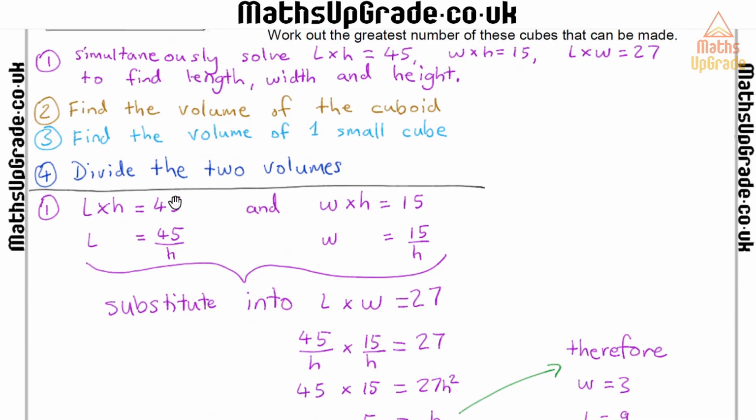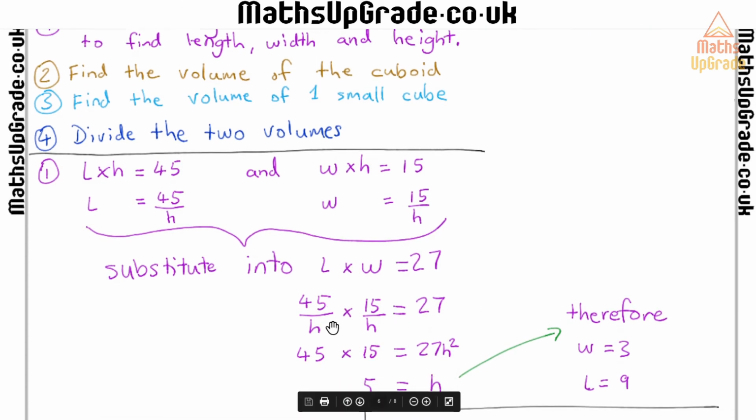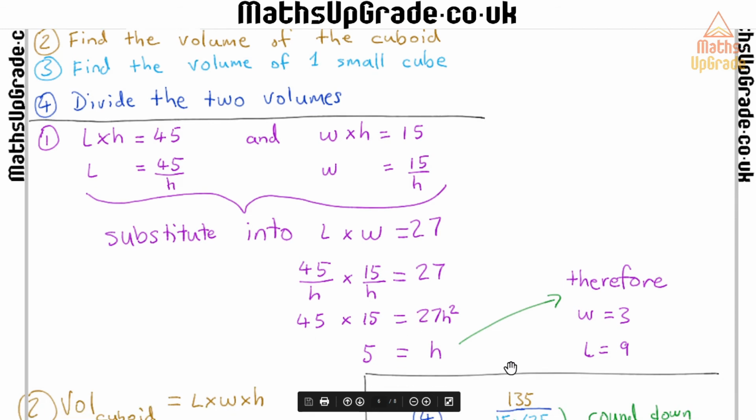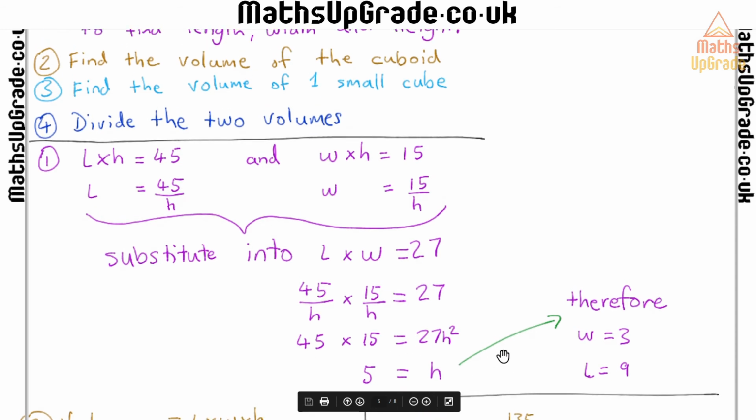The length times height I know is 45. So length I can rearrange to be 45 divided by the height. The width times height is 15. So I can rearrange the width to be 15 divided by the height. If I substitute these two both into length times width as being 27, then I get this equation here. Then multiplying these two terms together, I get 45 times 15, which is 27h squared. And then quite simply, I know that therefore h is 5. If h is 5, I know that the width is 3 and the length is 9.